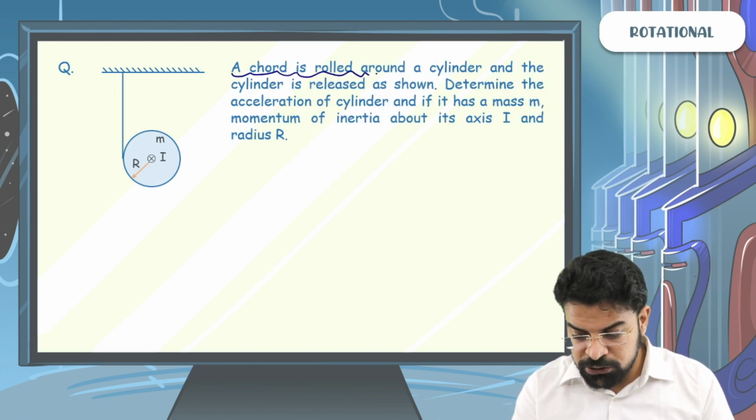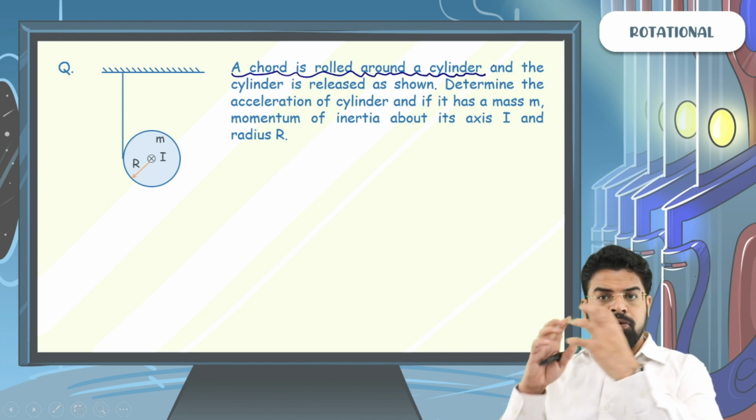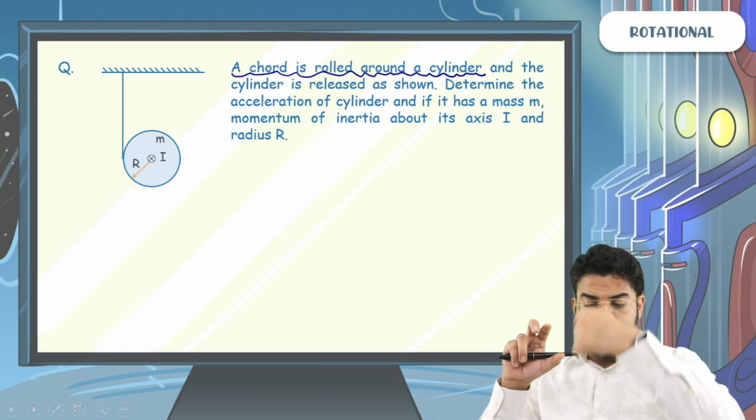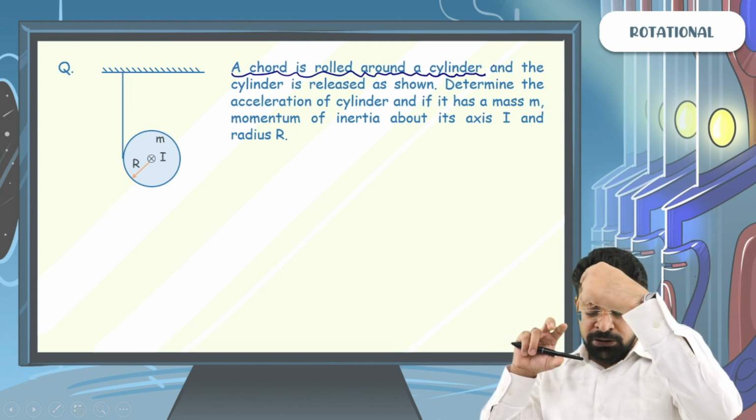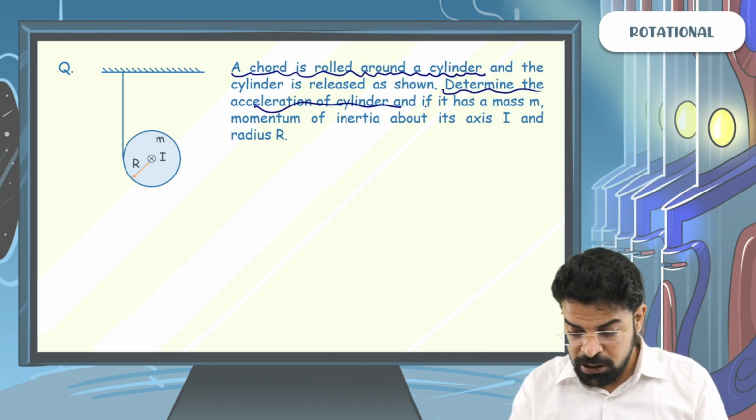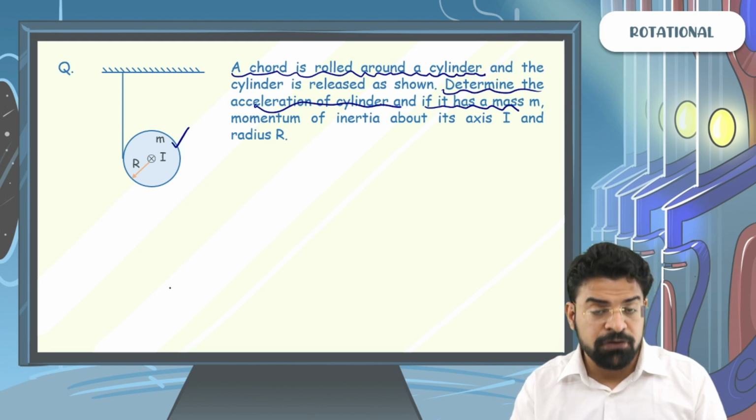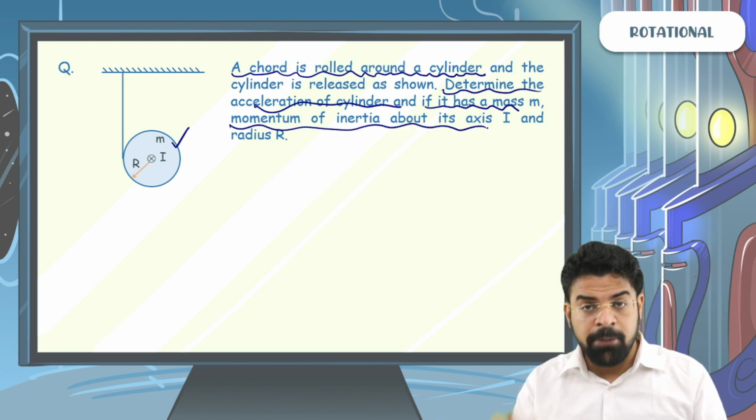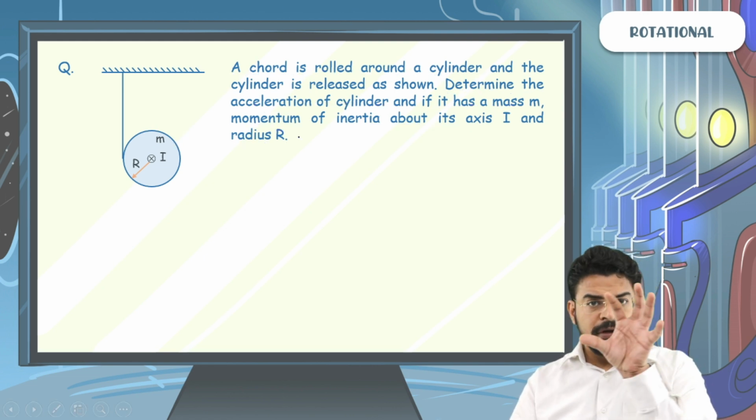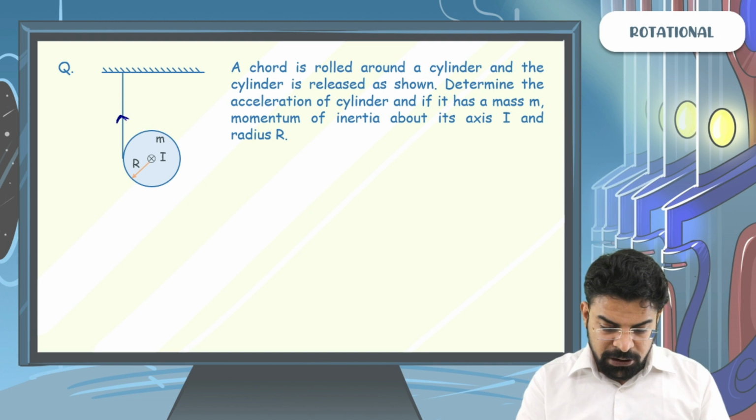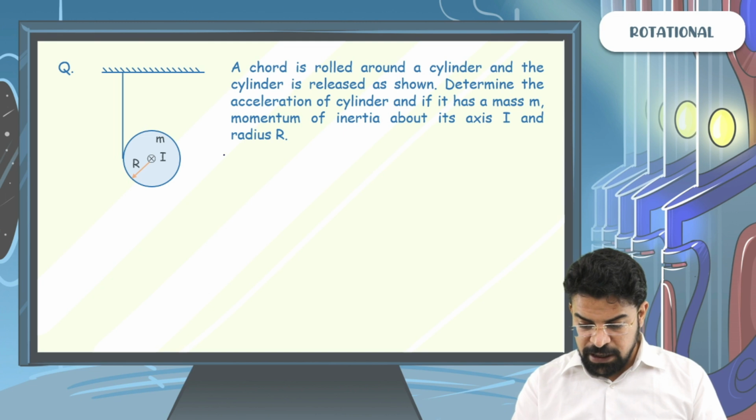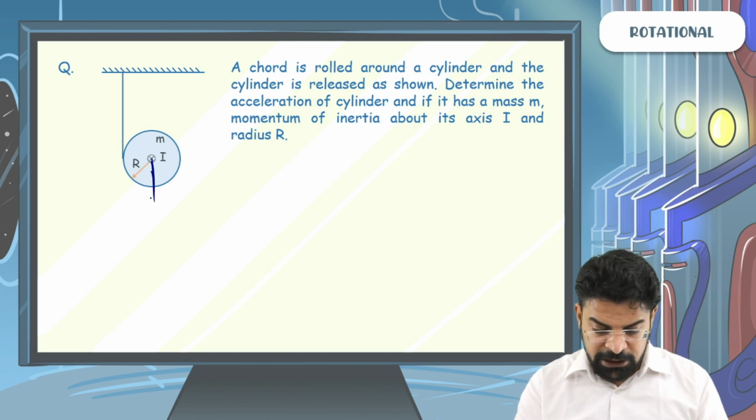A cord is rolled around a circle. So you took a wire, a string, and rolled it around a cylinder, and the cylinder is released from the position as shown. Determine the acceleration of the cylinder. If it has a mass m, moment of inertia about its own axis I, and a radius r. So if you have got this cylinder connected with a string which is fixed to the ceiling, you need to find the acceleration of the cylinder as it comes down.